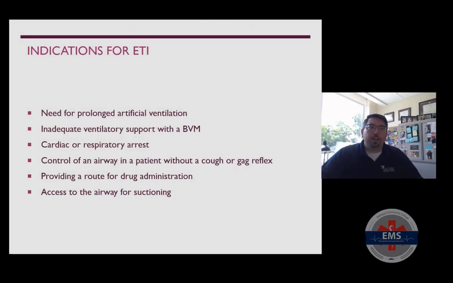There are some indications that we have for endotracheal intubation, just to review from our airway lecture quite some time ago. We would be indicated if there was a need for prolonged artificial ventilation, inability for us to adequately use a bag valve mask or get a proper seal, cardiac or respiratory arrest, control of an airway in a patient without a cough or gag reflex, and providing a route for drug administration, only secondary to that of peripheral or interosseous infusions. And then access to the airway for suctioning as well. Again, reference your local protocols to see if you're able to intubate as a first-line treatment in the prehospital setting or if it is only post-radio.